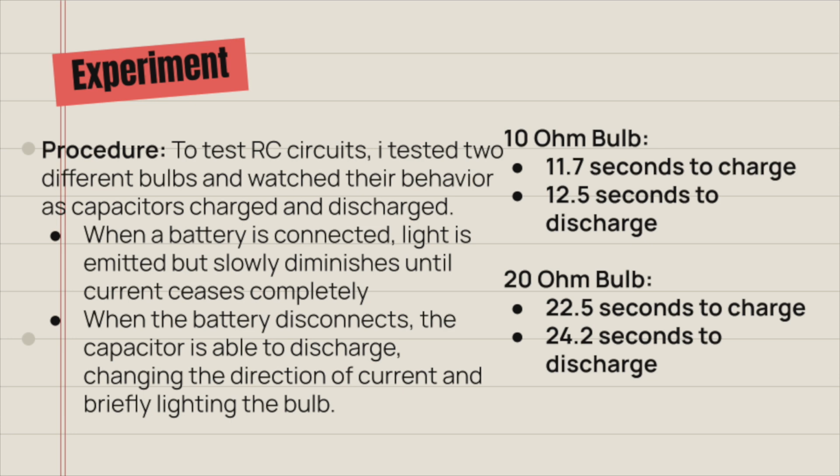When I tested on a 10 ohm bulb, I found that it took 11.7 seconds to charge and 12.5 seconds to discharge. And when I tested this on a 20 ohm bulb, I found that it took 22.5 seconds to charge and 24.2 seconds to discharge.